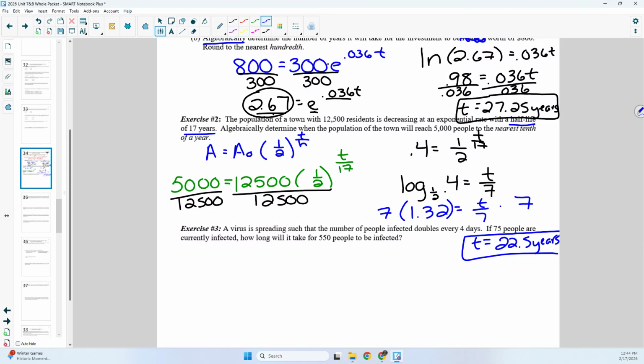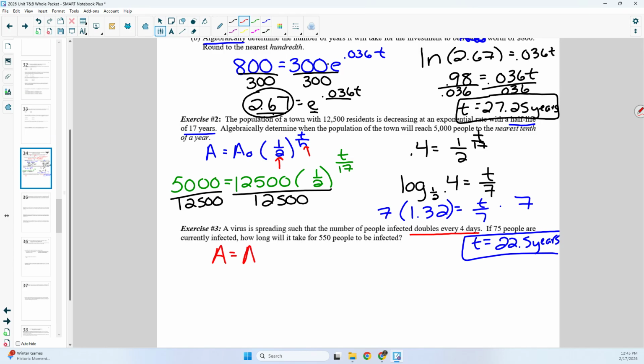And the next one, it says a virus is spreading such that the number of people infected doubles every 4 days. So this is the one formula that we talked about in the last lesson that you're not given, and that's doubling time. Same as half-life, except we're going to have a 2 here. And we just use the letter D, but that's the same idea of doubling time versus the half-life. So if 75 people are currently infected, how long will it take for 550 people to be infected?